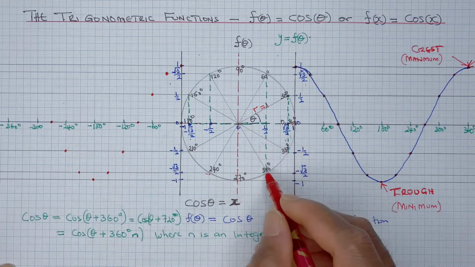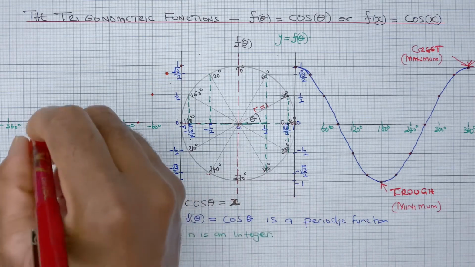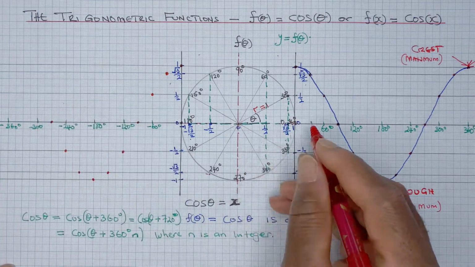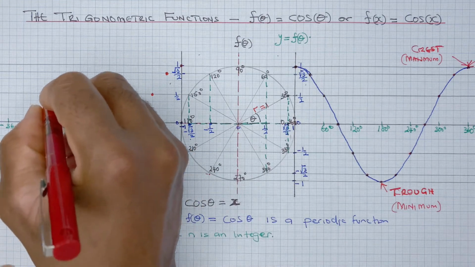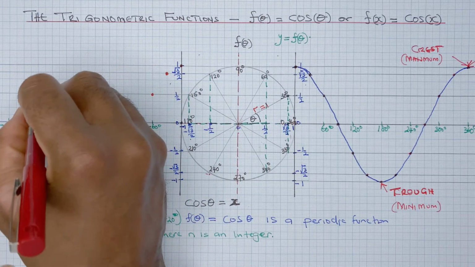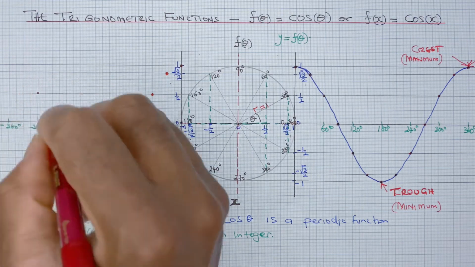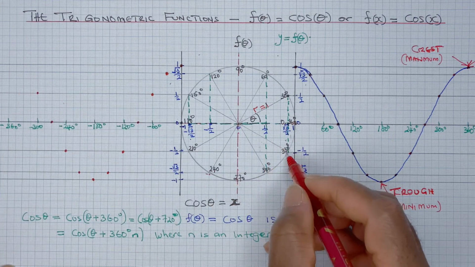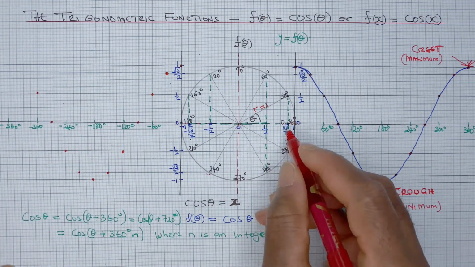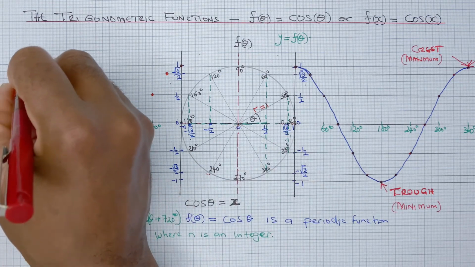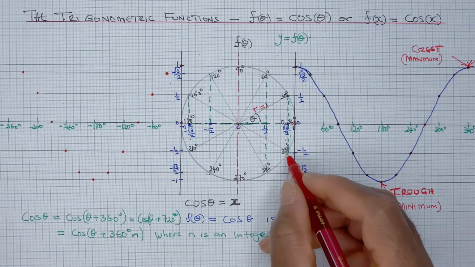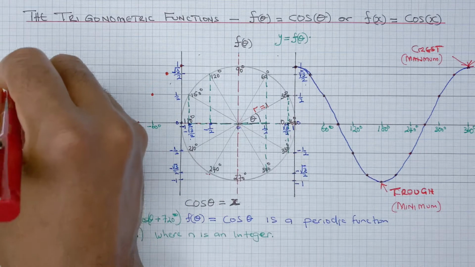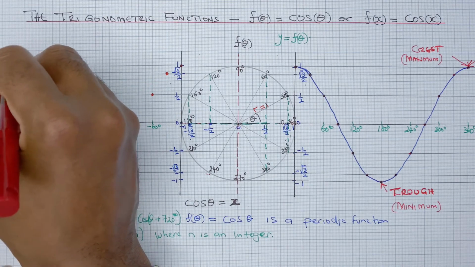Minus 270 to minus 300. So minus 300 is now on the positive side of x, so that's a half here. Then minus 300 to minus 330, again that's root 3 over 2. And minus 330 to minus 360 is 1.